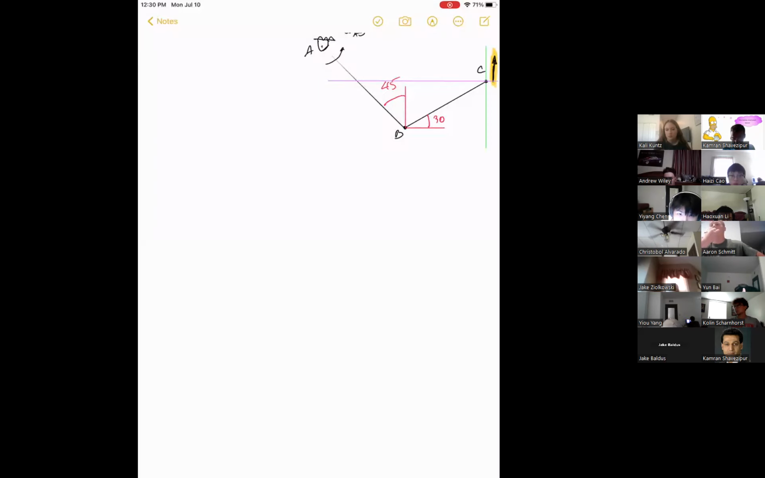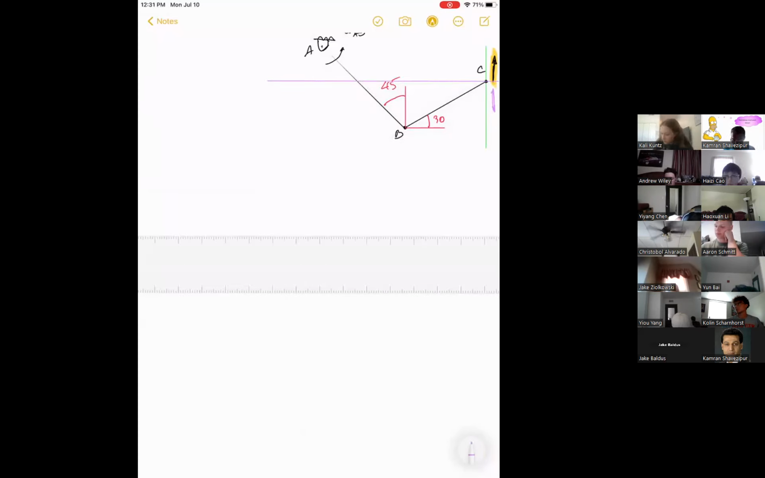You see, I said the first thing is velocity of C. C goes up and down. Perpendicular to that velocity, it's going to be a line perpendicular to the green line. So that is one line, okay?